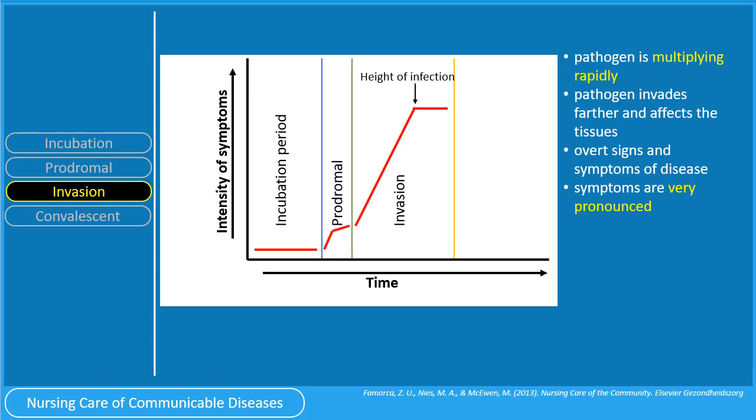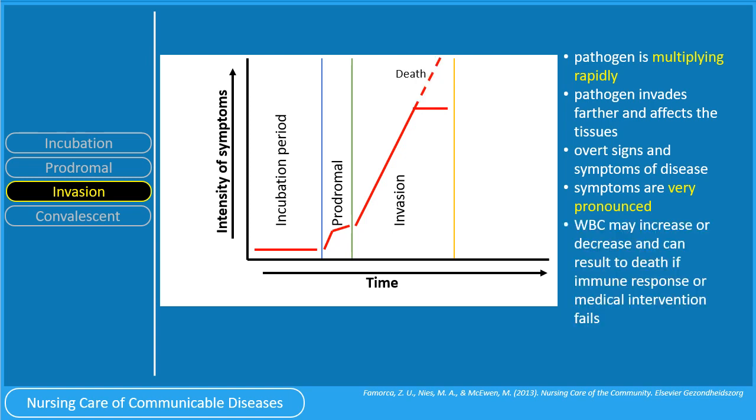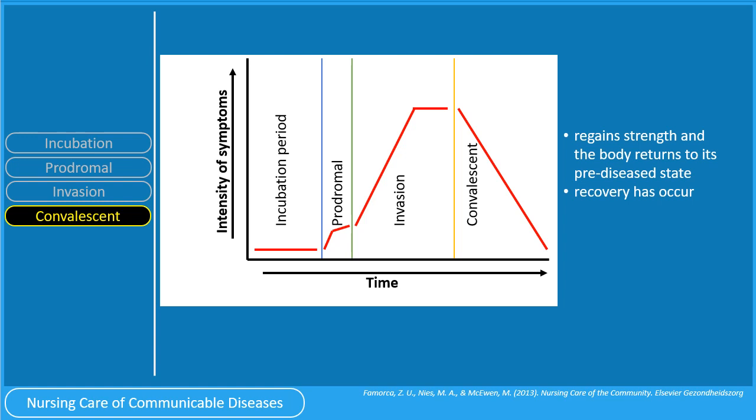To summarize so far in terms of intensity of symptoms, during the incubation period, there are no symptoms. During the prodromal period, there are mild non-specific symptoms, while during the period of invasion, symptoms are very pronounced. White blood cells may either increase or decrease and can result to death if immune response or medical intervention fails. During the convalescent period, the patient regains strength and the body returns to its pre-diseased state. In short, recovery has occurred during the convalescent period.